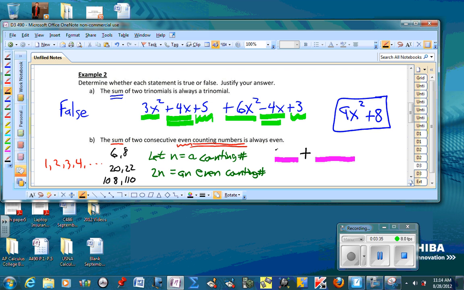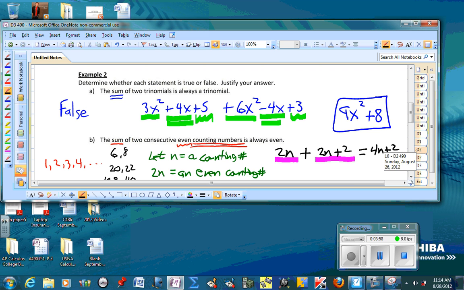Well, 2n, let that be our first counting number. Then the next consecutive even counting number is going to be 2n plus 2. Because remember, consecutive even numbers are always two values apart. If we combine these like terms and add these together, we're going to get 4n plus 2.